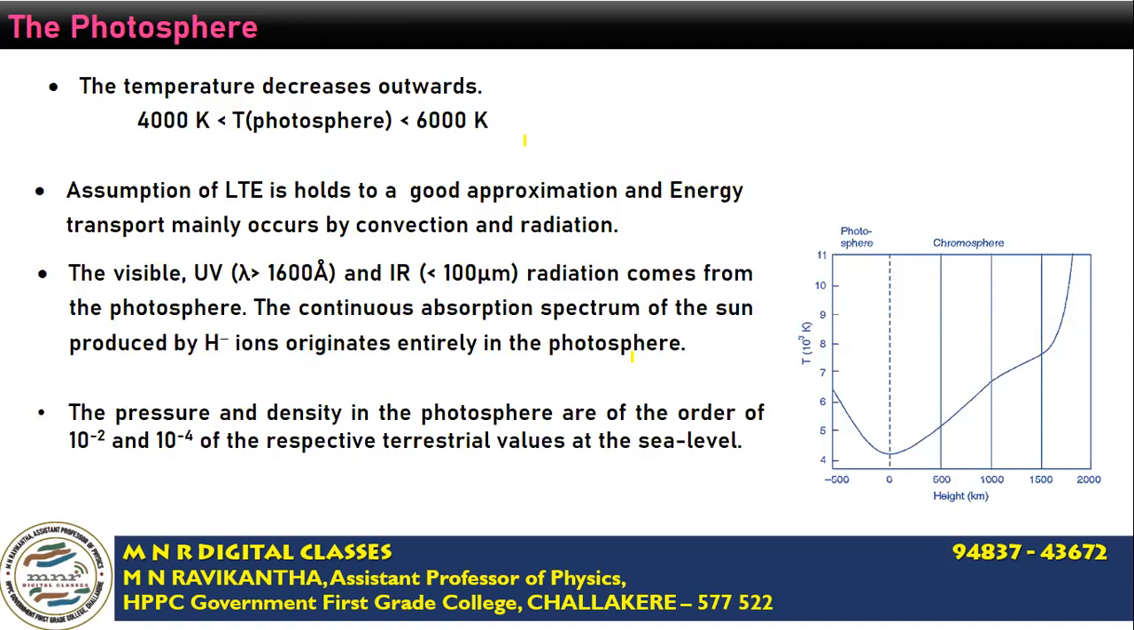The pressure and density in the photosphere are of the order of 10 to the power of -2 to 10 to the power of -4 of the respective terrestrial values at sea level. We know that the terrestrial value of the pressure at sea level is 1 atmosphere. The pressure of the photosphere is 10 to the power of -2 atmospheres, while the density is 10 to the power of -4 times that of sea level. The sea level value is 2.7 into 10 to the power of 13 molecules per meter cube. This photosphere is the densest part of the solar atmosphere.